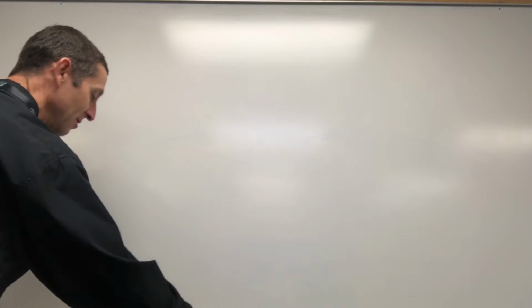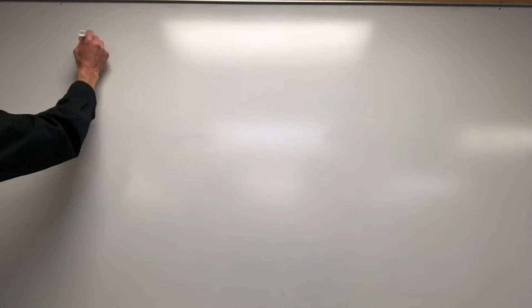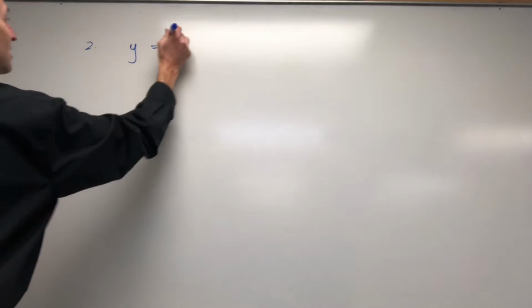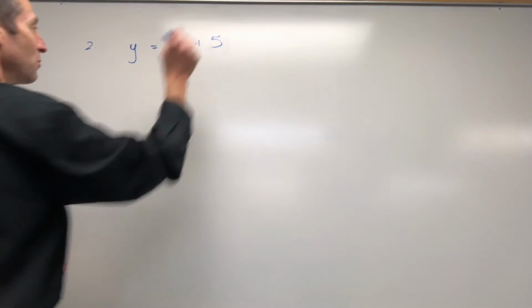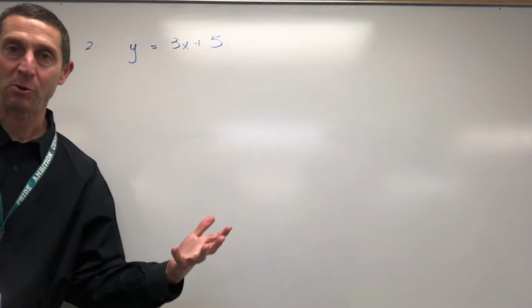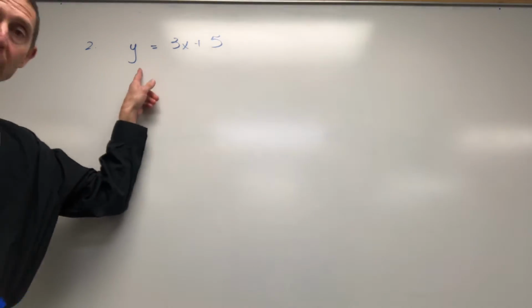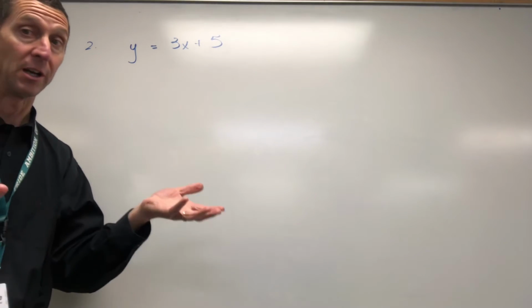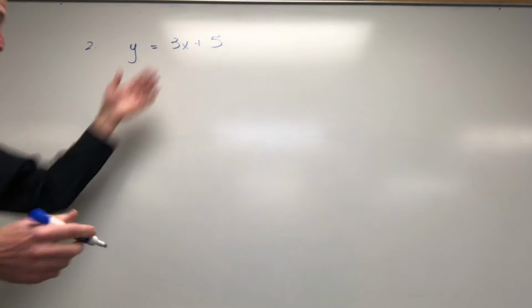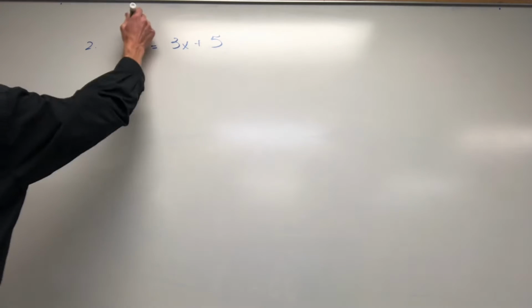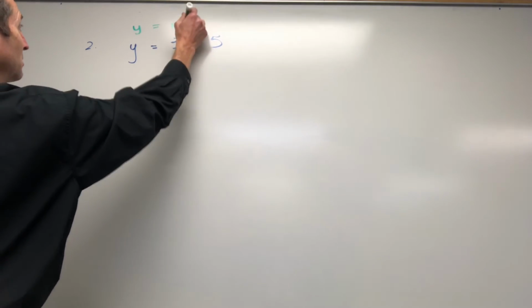All right, let's start it off pretty easy. Let's just do this, y equals 3x plus 5. So for this assignment, I'm just going to give you some equations, and then you find m, you find b. As long as you've got it in slope-intercept form, you're good to go. Like y equals mx plus b.